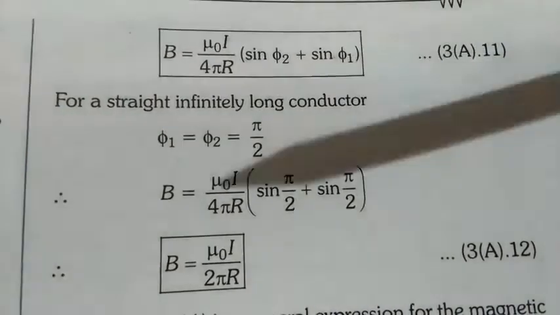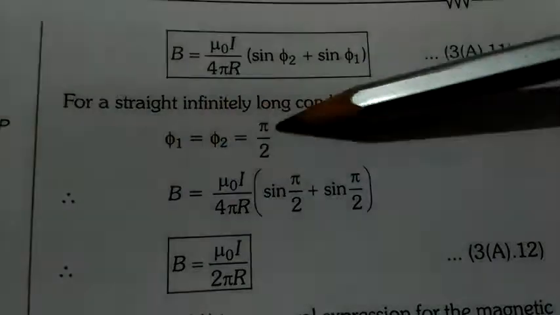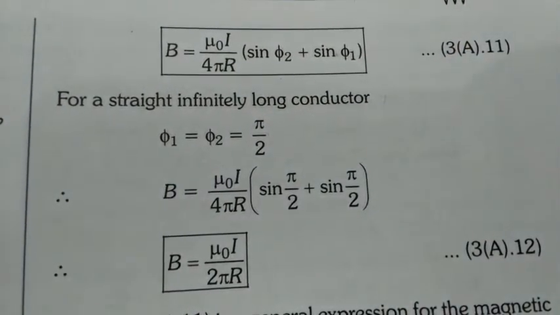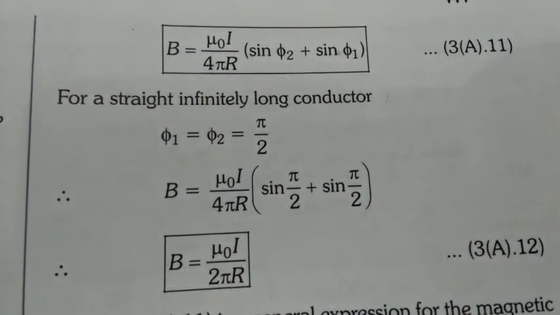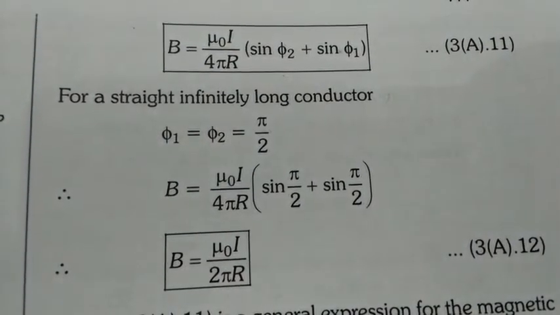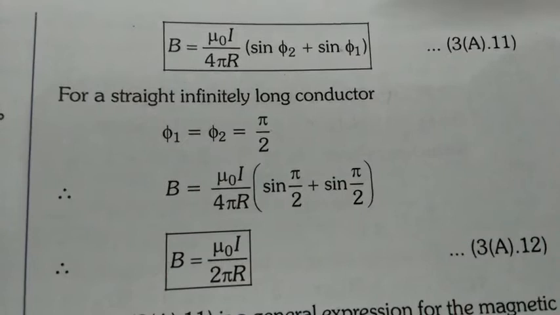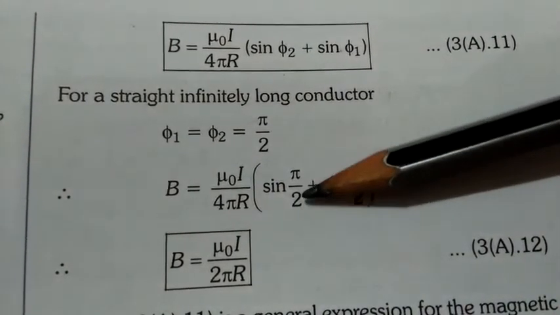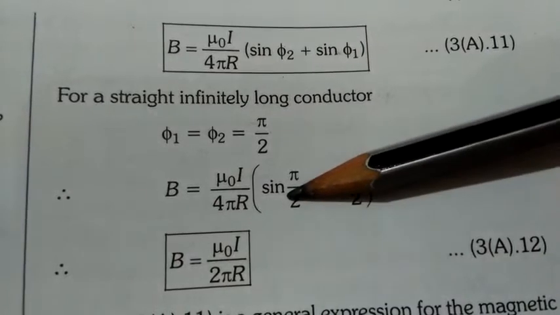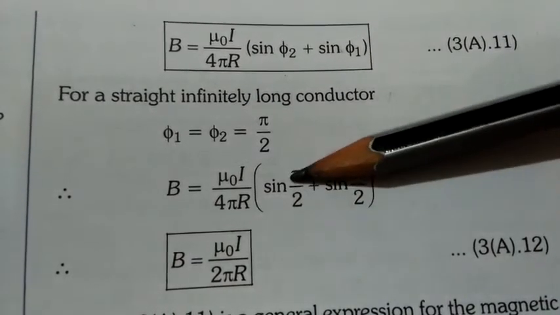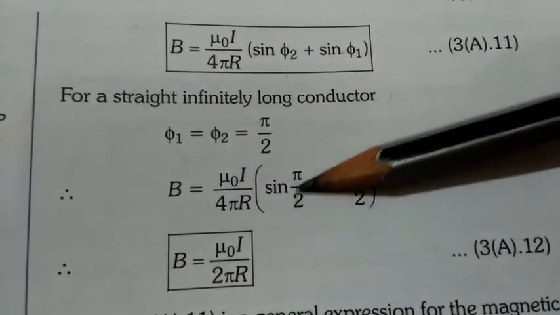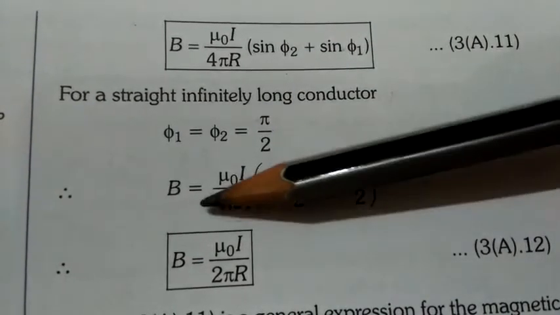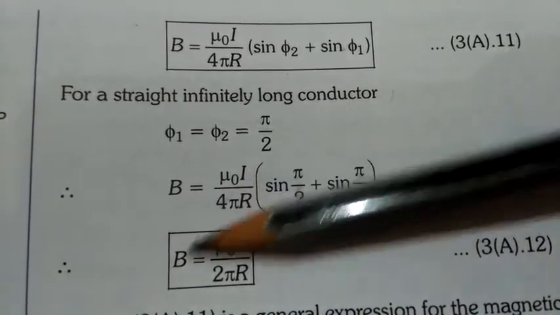Now for a straight infinitely long conductor, suppose the conductor is very long, infinitely long, at that time phi 1 and phi 2 will approximately become equal to pi by 2. So when we put sin pi by 2, it is sin 90. So sin 90 plus sin 90, the value of sin 90 is 1. So 1 plus 1 equals 2. So here this 2 will cancel this one, and we get this equation.